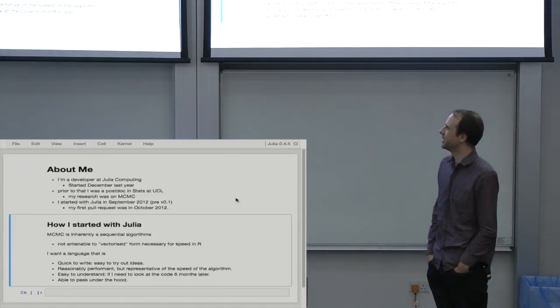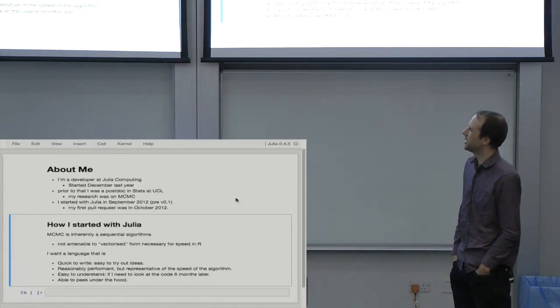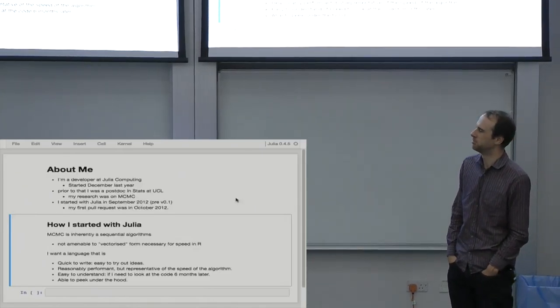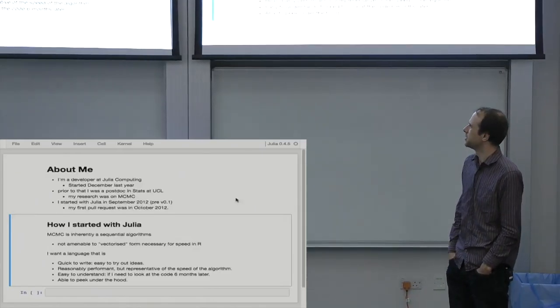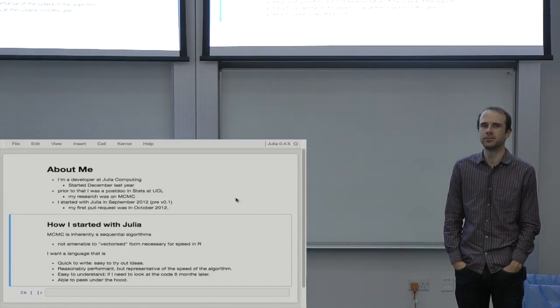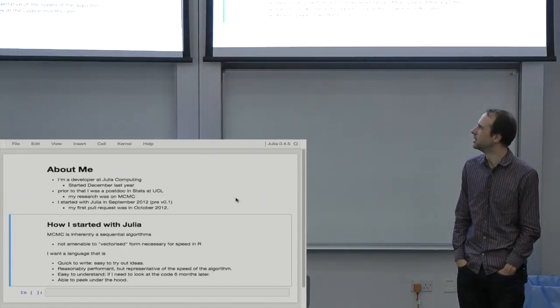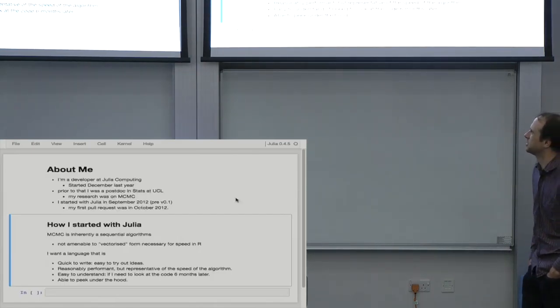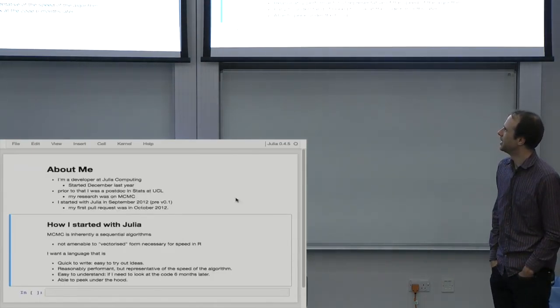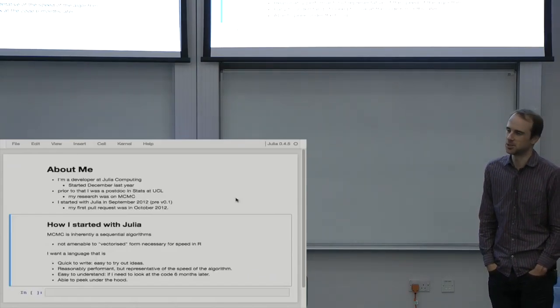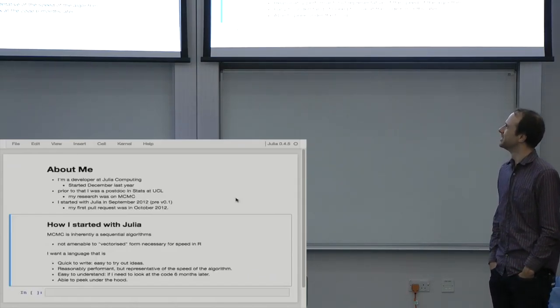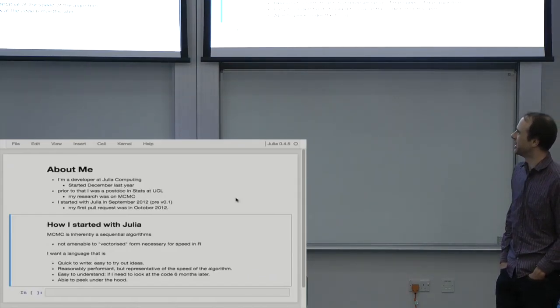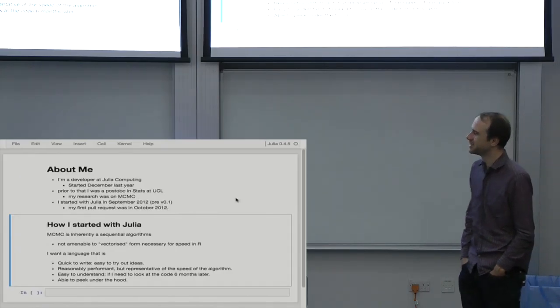And so I came across a blog post about Julia, and I thought I'd try it out. It was September 2012, pre-version 0.1. You still had to compile everything from source, and it worked fairly straightforwardly, so that wasn't a problem. And of course, pre-version 0.1, it was quite easy to find bugs. It's getting harder, still possible. My first pull request was 3 weeks later.